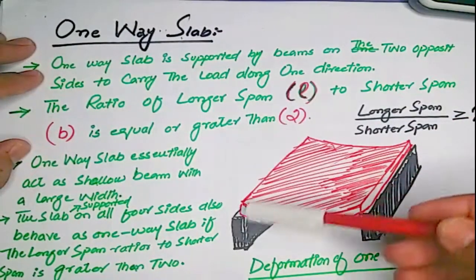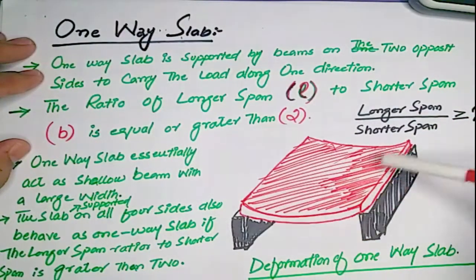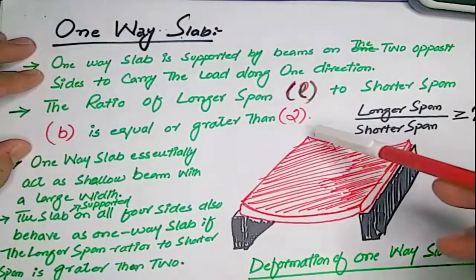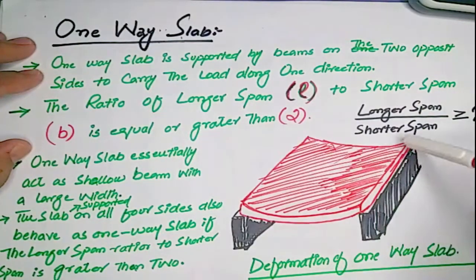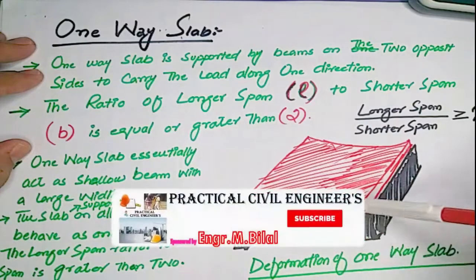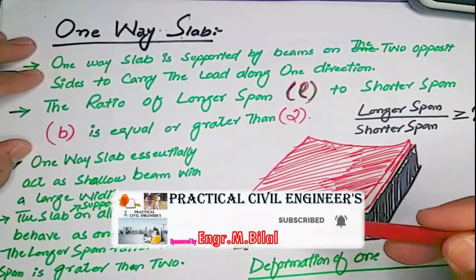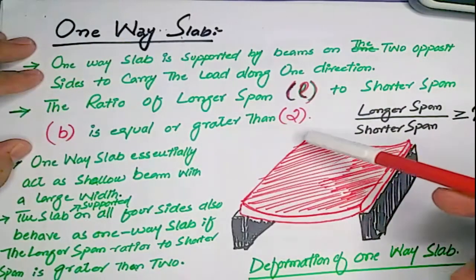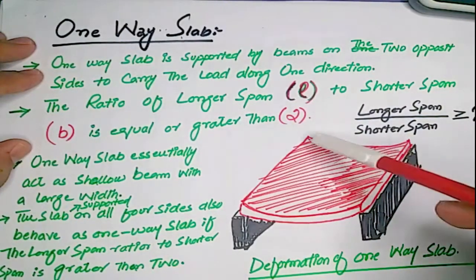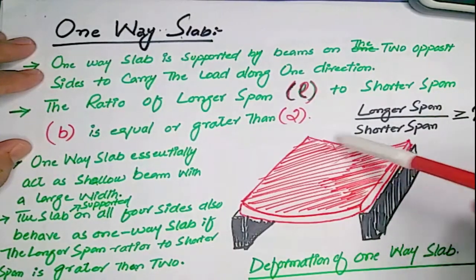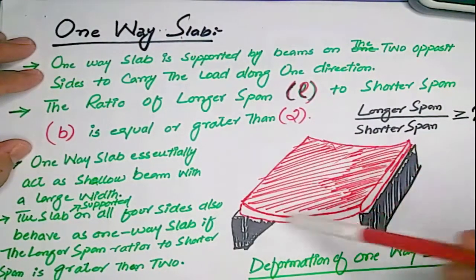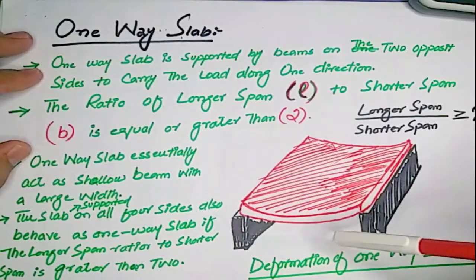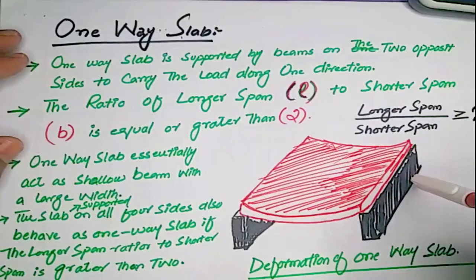Let's suppose this is a type of slab. The red one is the slab and the black ones are its supports. The slab bends downward in only one direction, in this direction. This longitudinal side is okay, but on the longitudinal side, this one bends downward. So this is called a one-way slab.